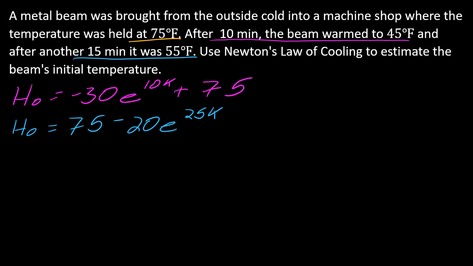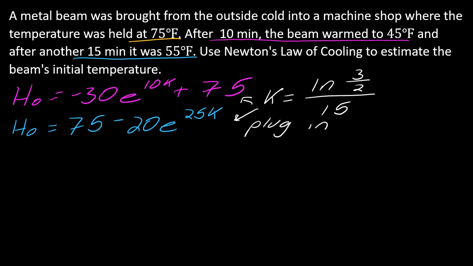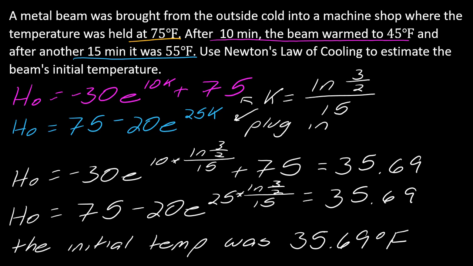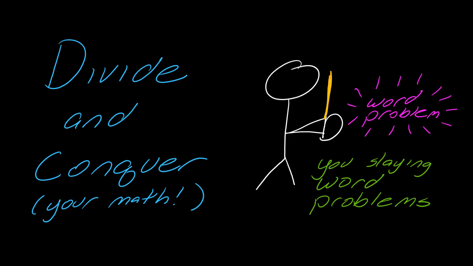We had these two expressions, and by setting them equal to one another, we found that k equaled the natural log of 3 over 2 over 15. Now I'm going to plug that into both equations. This is just a really easy check to make sure that they match. So I plugged in my k into both equations here. With the first one, I got 35.69, and when I sort it out for the second one, I also get 35.69. So now we're good to go, and we can finally say that the initial temperature was 35.69 degrees Fahrenheit. Whew, okay, that was a lot of work, but hopefully this was helpful.